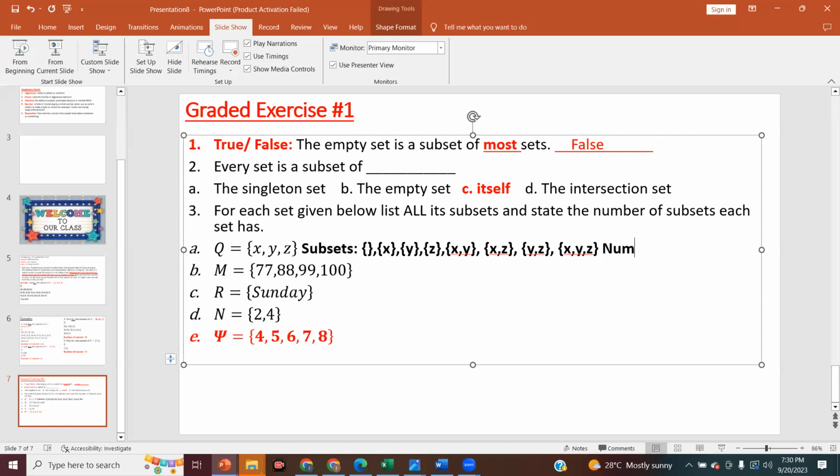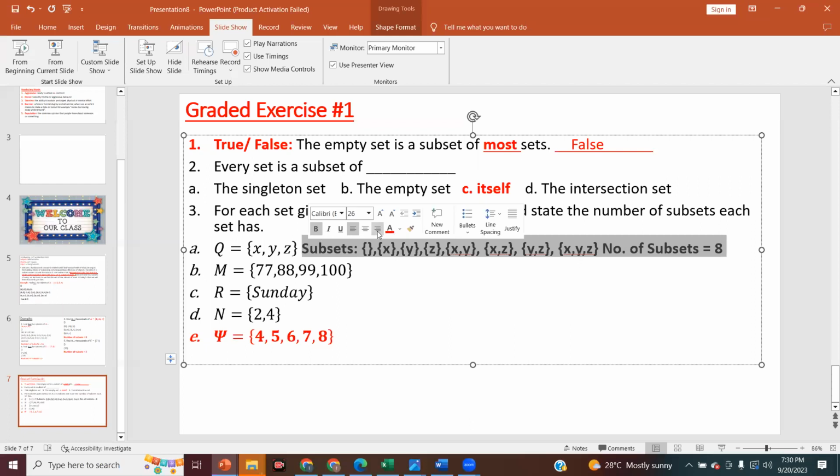8. So the number of subsets is going to be 8, because it's 1, 2, 3, 4, 5, 6, 7, 8. So the number of subsets is definitely 8. How many persons got that? Me, I got that. Very good.